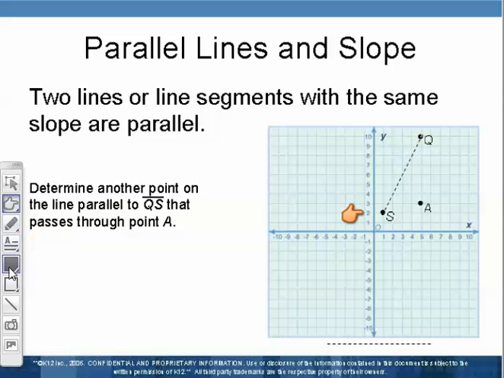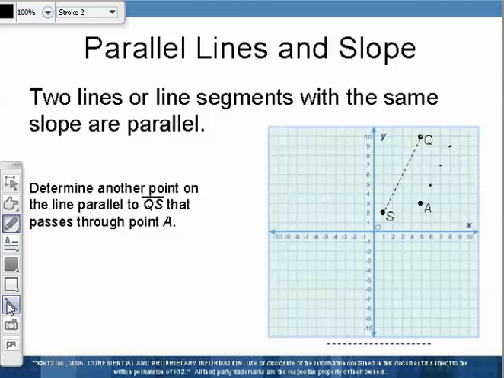That means it rises 2 for every unit. So what I could do is I could go over here to my point A and count out a slope. It goes up 2 and over 1, right there. Up 2 and over 1.